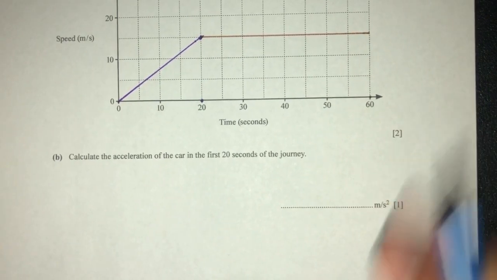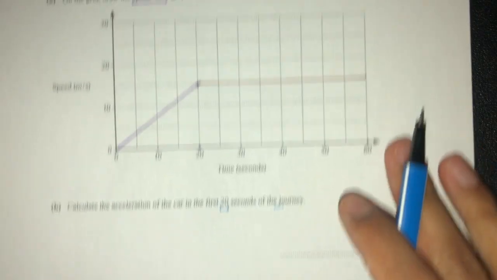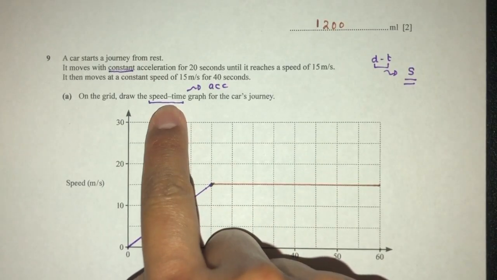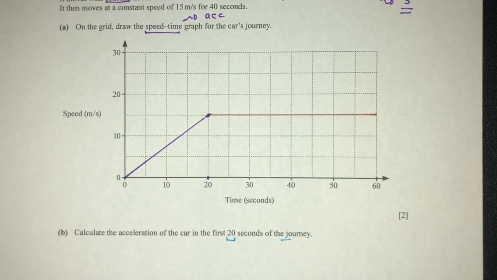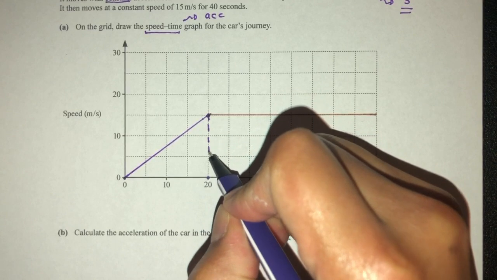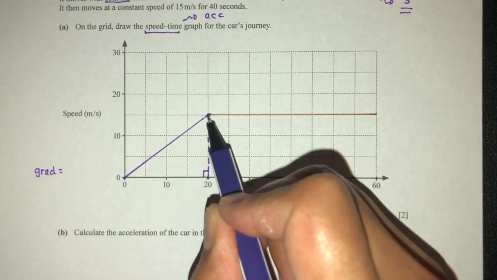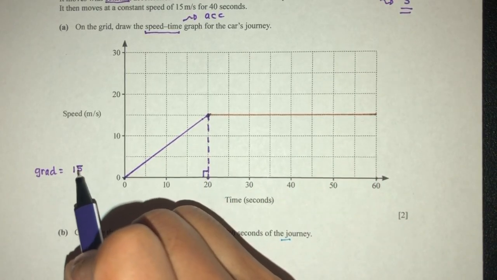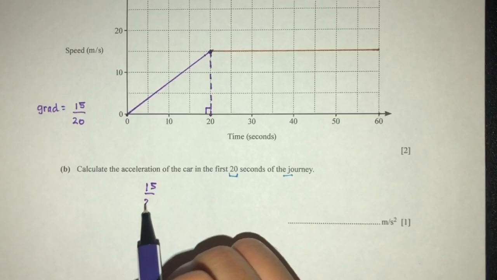Now part B, we have to find the acceleration of the car in the first 20 seconds of the journey. Pretty easy. To find the acceleration, as I explained here, it is equal to the gradient of this graph. For the first 20 seconds, how do you find the gradient? You can of course use 2 points on the line, or you can use the right angle triangle method. For example, here from 0 to 20, I can form a right angle triangle. To find the gradient, we just take the height, which is 15, divided by the base, which is 20.